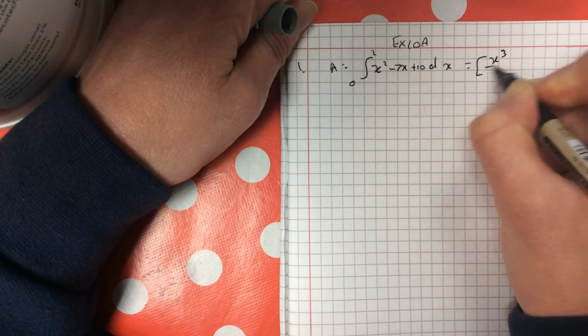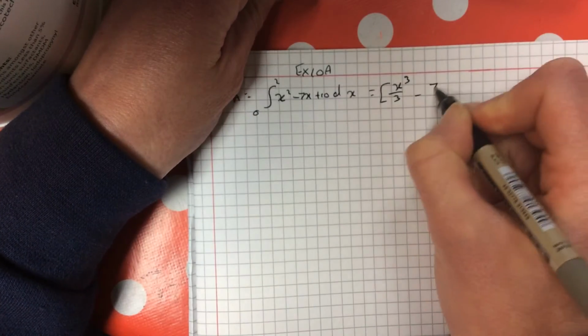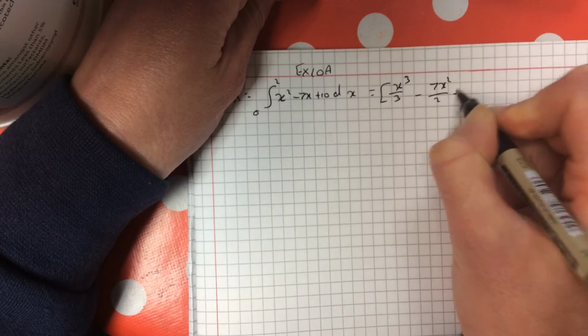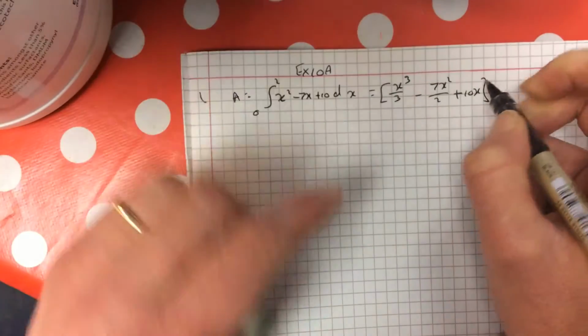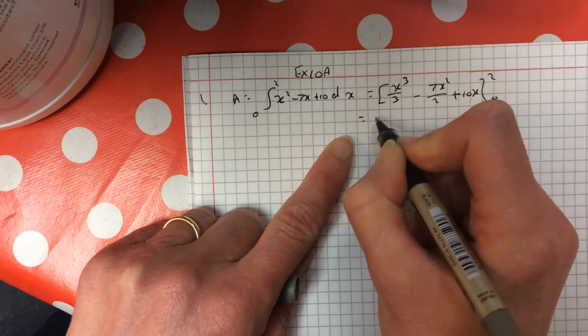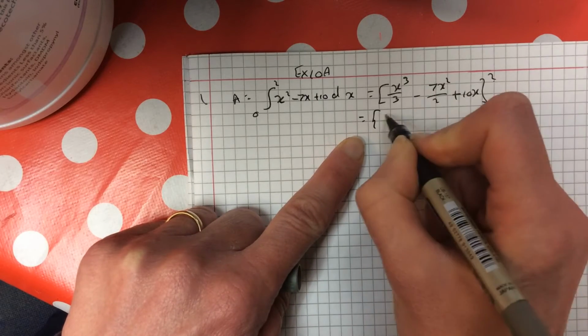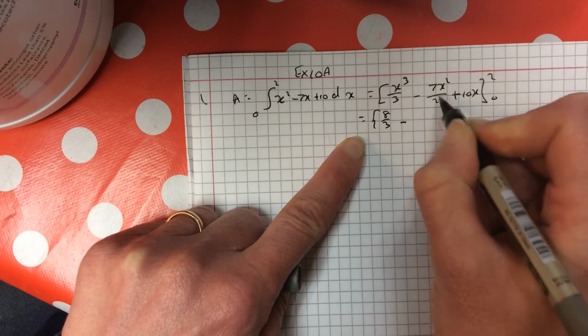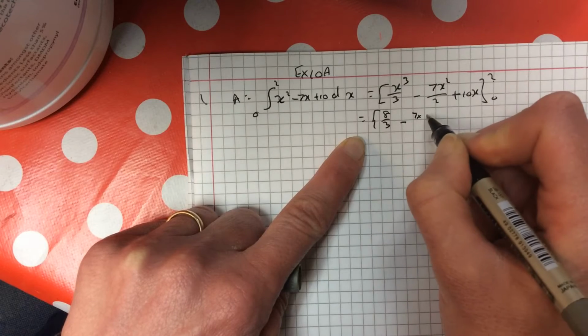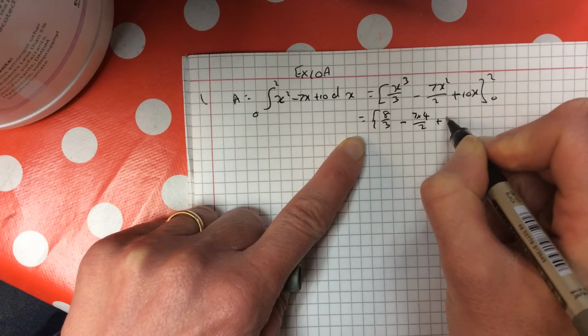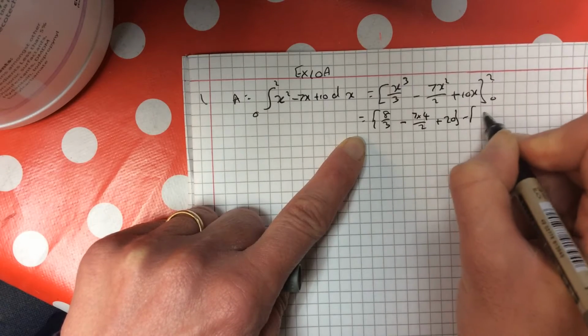Add 1 to the power, divide by it. Add 1 to the power, divide by it. X reappears. You can put your plus c in or you can leave it out. Sub in 2. 2 cubed is 8. 7 times 2 squared is 4. 10 times 2. Sub in 0.